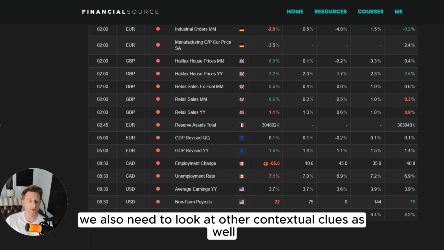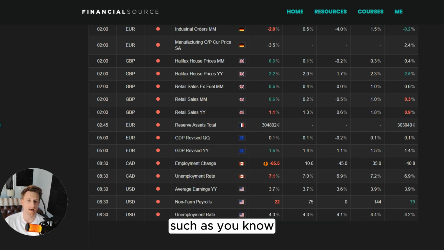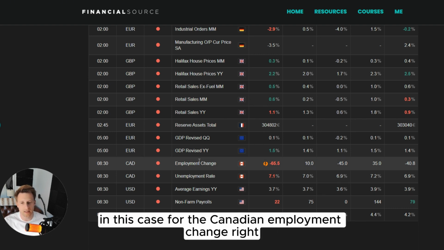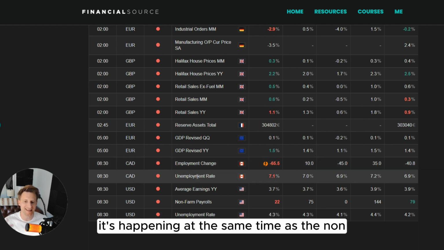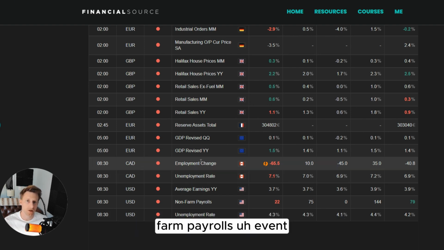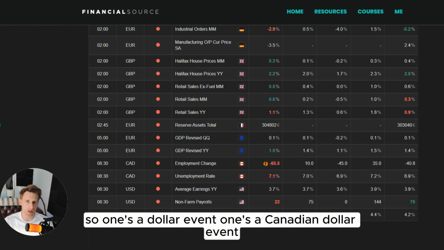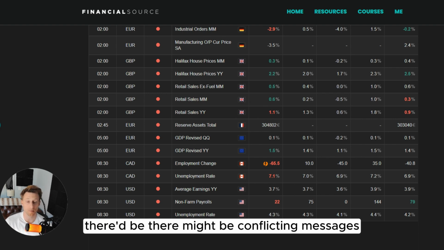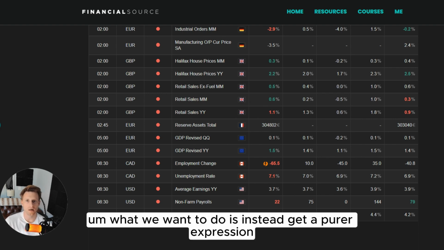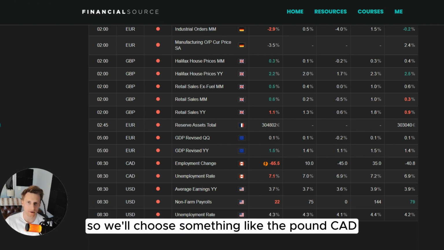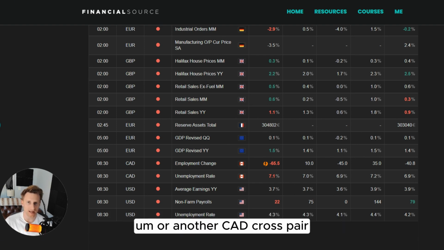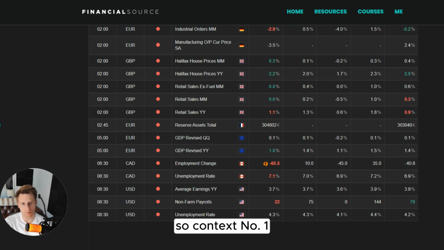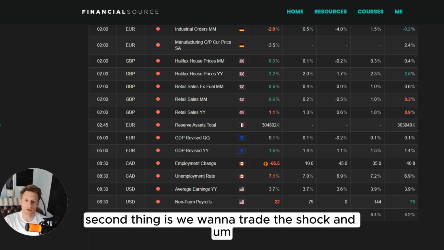We also need to look at other contextual clues as well, such as, in this case for the Canadian employment change, right? It's happening at the same time as the non-farm payrolls event. So one's a dollar event and one's a Canadian dollar event. So we don't want to pair the dollar CAD together in this case because there might be conflicting messages. What we want to do is instead get a purer expression. So we'll choose something like the pound CAD or another CAD cross pair. So context, number one. Second thing is we want to trade the shock.